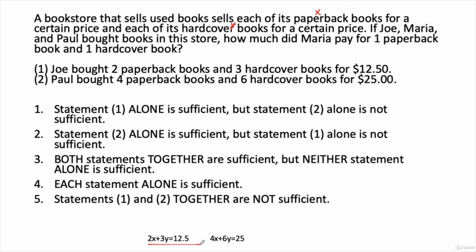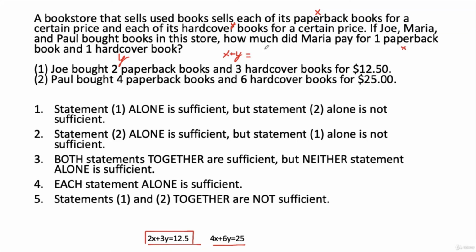Statement 2 says Paul bought 4 paperback books and 6 hardcover books for $25. Forming the equation, we get one more equation. So we have two variables and we have two equations. If we look at statement 1 alone, that is 2x plus 3y equal to 12.5, can we deduce the value of x plus y, since we have to calculate x, one paperback, and y? x plus y has to be found.